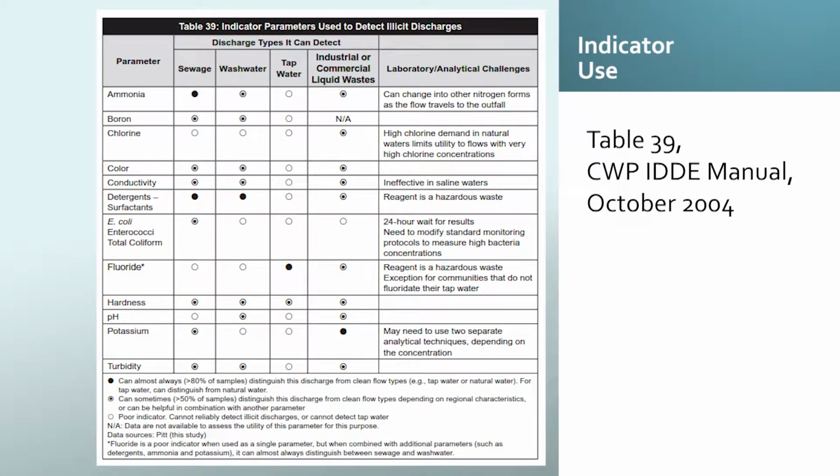So this table is from the Center for Watershed Protection IDDE manual. It lays out the different types of parameters, how well they are as an indicator for the different types of discharges. So just to review one parameter, ammonia at the top has very good results for indicating a sewage discharge, but not so good for wastewater. And so you can use this chart to help determine what potentially you could be seeing from the results of your sampling. It's a handy starting point to reference after you receive your results.